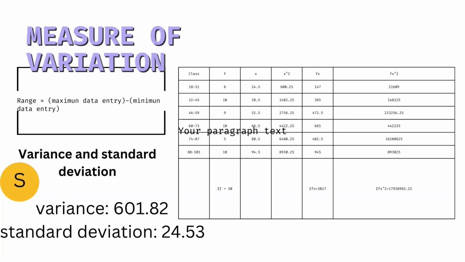The formula for the variance is 1 divided by n minus 1, multiplied by the sum of fx squared minus the sum of fx, squared, divided by n. So the variance for the labor force by each group in Wilayah Persekutuan Kuala Lumpur is about 601.82. And the standard deviation is 24.53.